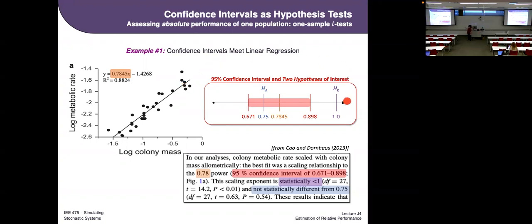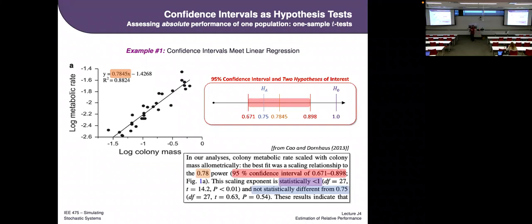You're rejecting one null hypothesis of linear scaling, and you're providing support for another theoretical hypothesis. So, all within one confidence interval. This is the reason why we present confidence intervals, because the interval itself tells us so much about what's in the interval and what's out of the interval. That's a way we can do that.